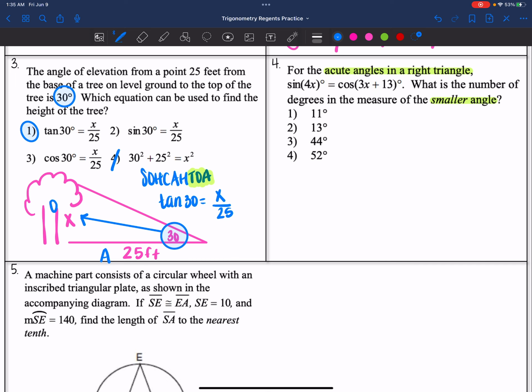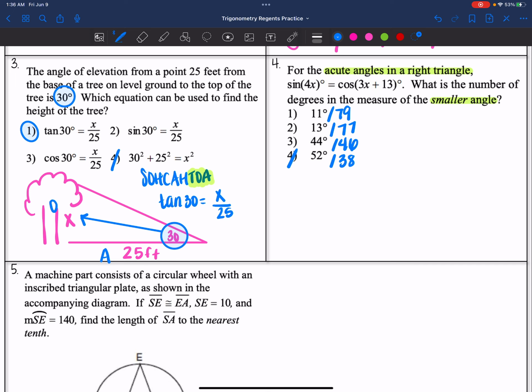If my smallest angle was 11, that means that my bigger angle has to be 79. If my smallest angle is 13, my biggest angle has to be 77. That's its complement. If my smallest angle is 44, my bigger angle has to be 46. And if my smallest angle is 52, its complement is 38. That wouldn't make any sense, because if 52 is my smallest angle, then its complement has to be bigger than that, and 38 is not bigger than 52. So we can immediately get rid of option 4.